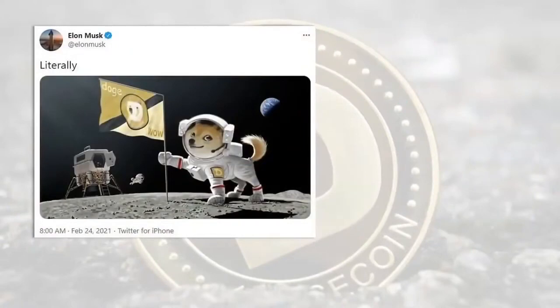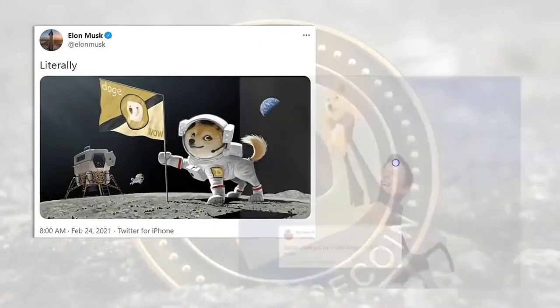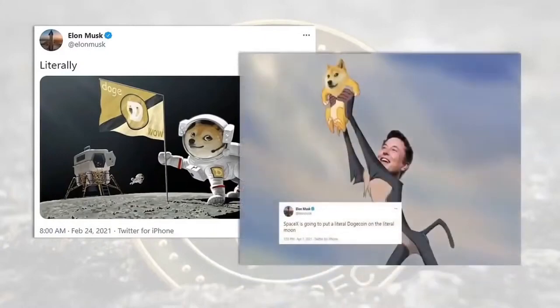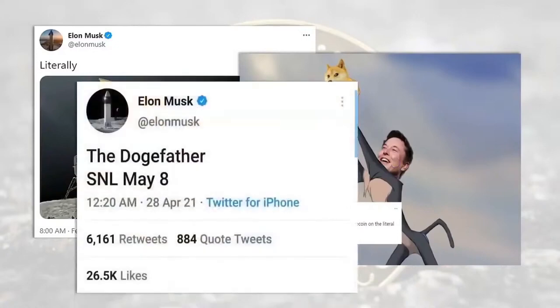This led to the overnight increase in the price and popularity of Dogecoin. Later, he posted a still from the Lion King movie, with his face in place of Rafiki holding Simba with the face of Dogecoin, stating that he will always have Dogecoin's back. His most recent tweet was on Wednesday, May 5, 2021, "the Dogecoin father SNL May 8", which is a reference to both his constant tweets on Dogecoin as well as his appearance on Saturday Night Live on May 8, 2020.